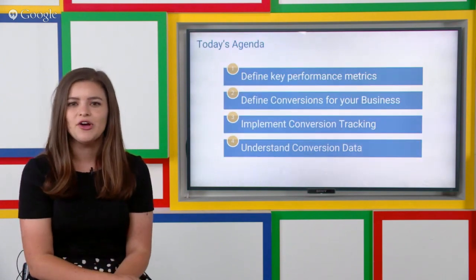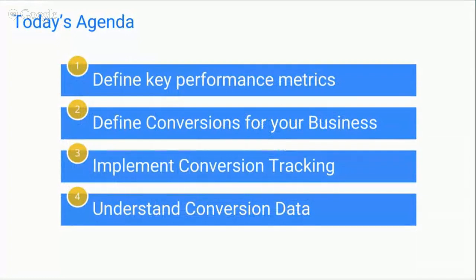So today's agenda, we're really going to be talking about how to define your key performance metrics. Looking at what are conversions for your business, show you how to implement conversion tracking, which is an excellent tool in AdWords that really allows you to track the return on investment that you're getting for your business from using AdWords. And we're also going to talk about how to understand conversion data. So first, let's jump in and really talk about some of those key performance metrics, and then we'll define conversions.